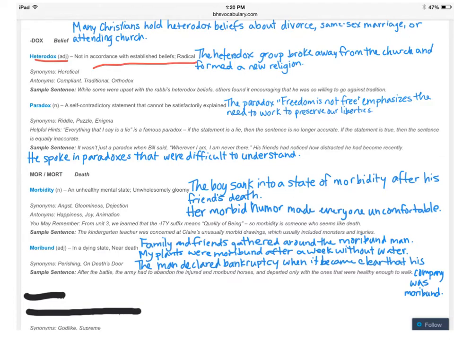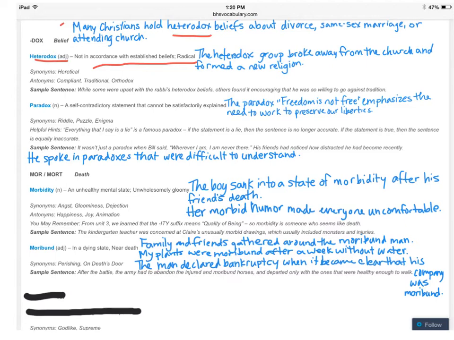This word is often used in terms of religion, so I gave you a couple religion examples here. The first one is many Christians hold heterodox beliefs about divorce, same-sex marriage, or attending church. So while the orthodox belief would be that divorce is wrong, many Christians in fact believe in divorce, so those beliefs would be heterodox.